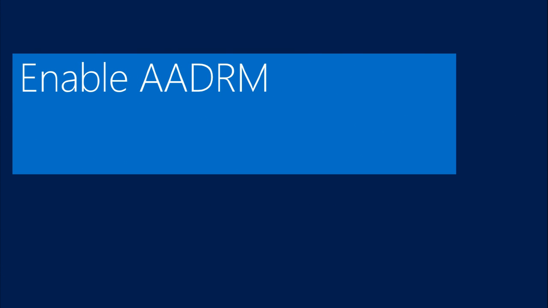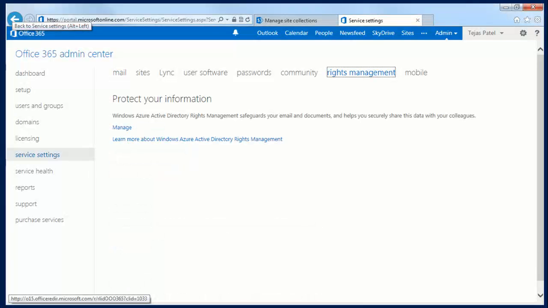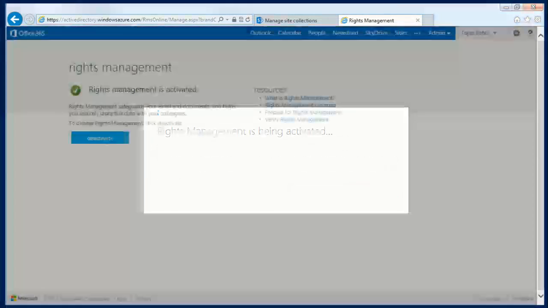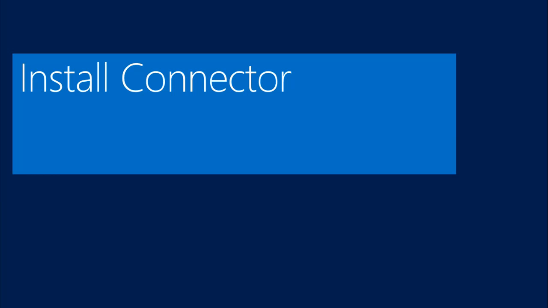Next is enable AADRM. We've gone ahead and done this before, so simply click the Activate button, and you're ready to go. Third is installing the connector.